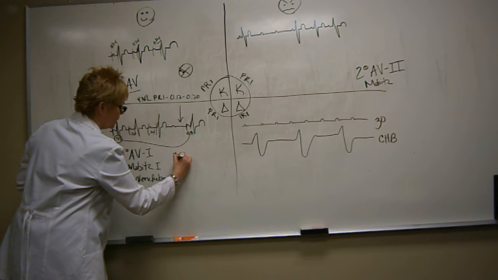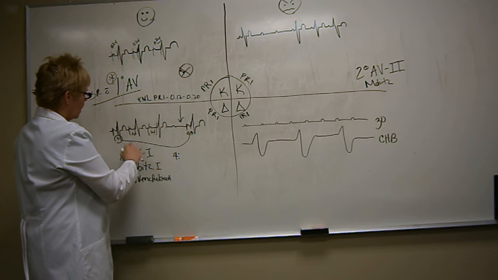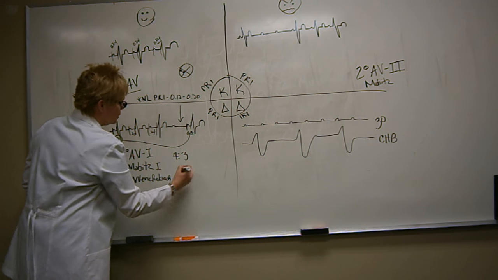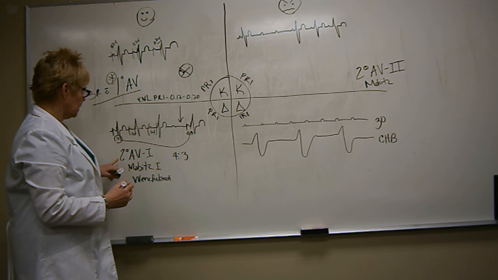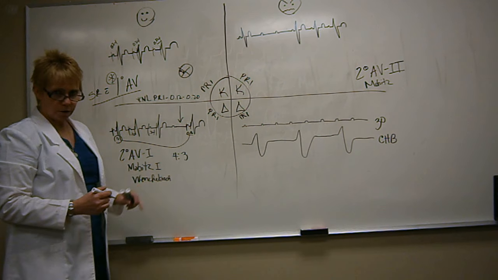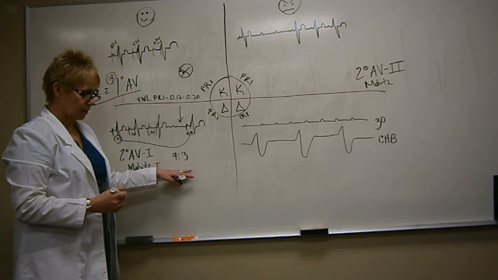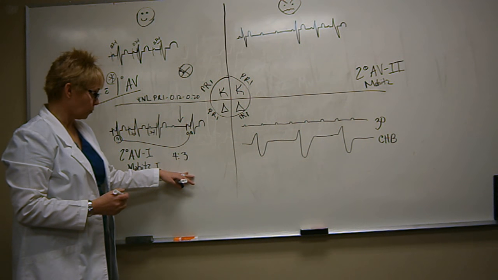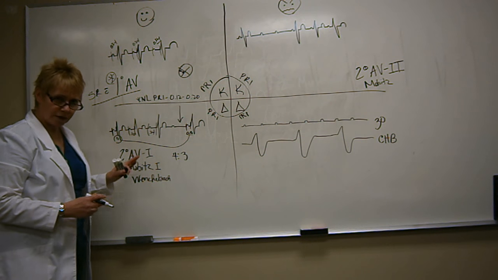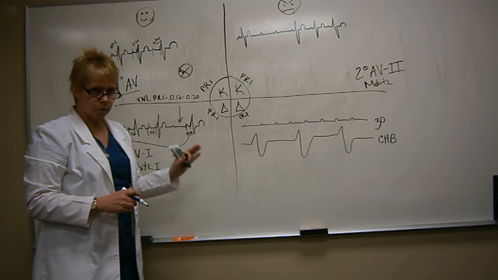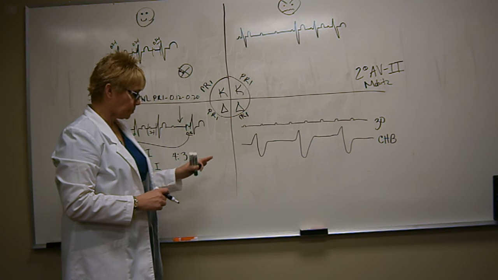So on this one, it still can be variable. I have 4 P waves to 3 ventricular beats, or 3 QRSs. So it's a Mobitz 1, 4 to 3 conduction. So this is the complete interpretation of the rhythm. So these are the good rhythms. A second degree type 1 is not going to worsen to a second degree type 2.